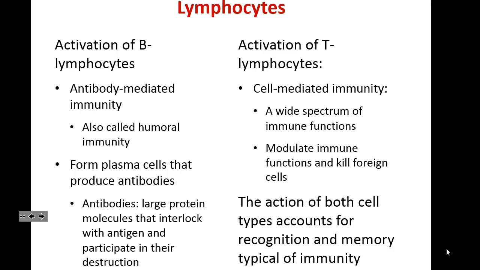T lymphocytes, T like Tom, produce cell-mediated immunity. It's a wide spectrum of immune functions. They modulate the immune functions and kill foreign cells. That's why they're called killer T cells. The action of both cell types accounts for recognition and memory, typical of immunity. So what kinds of cells are responsible for recognition and immunity? B cells and T cells.